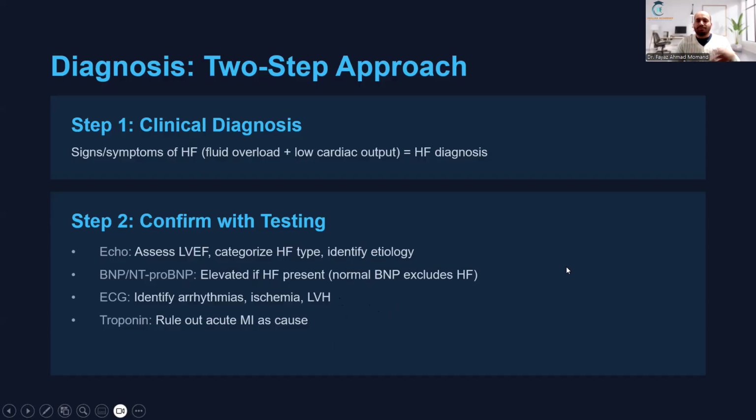And we can also look for etiologies, like if there is a small portion of the myocardium that's not contracting with the rest. ECG we can do to identify arrhythmias if we suspect it, ischemia, left ventricular hypertrophy, and we do troponins to rule out acute MI as cause, because like we said, coronary artery disease is a common cause of heart failure.